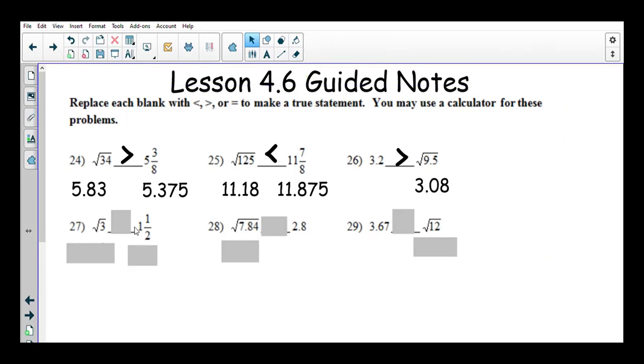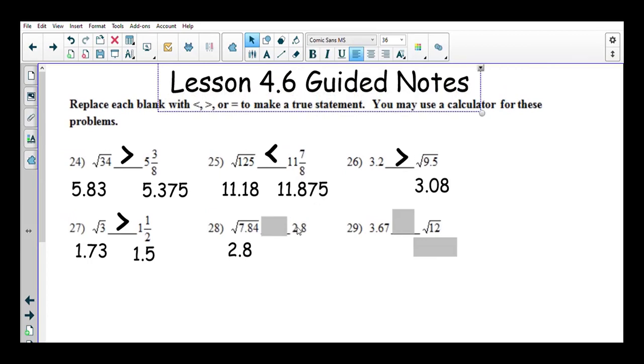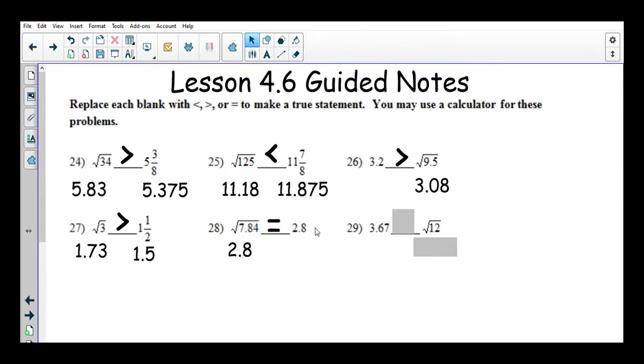Number 27, the square root of 3, I plugged into my calculator to get about 1.73. 1.73 is greater than 1.5. Number 28, I calculated the square root of 7.84 to be exactly 2.8. Comparing that to 2.8 here on the right-hand side means that those two are equal to each other. I had typed these in a couple of days ago. So the square root of 7.84 is exactly 2.8, and those two are equal.